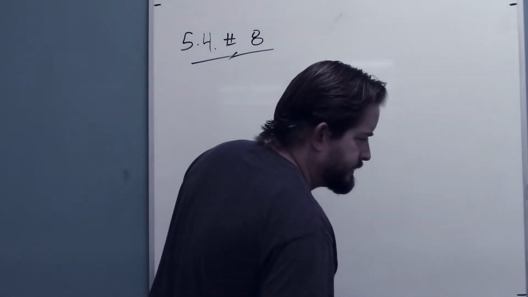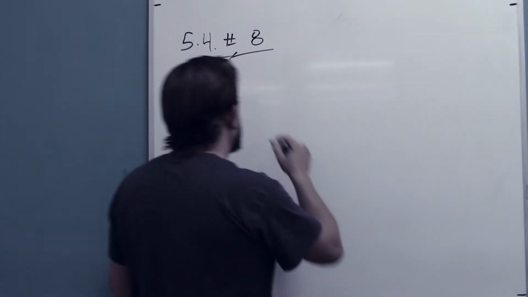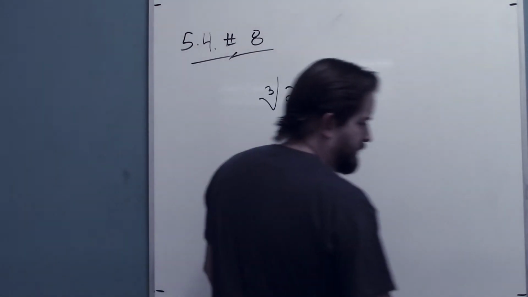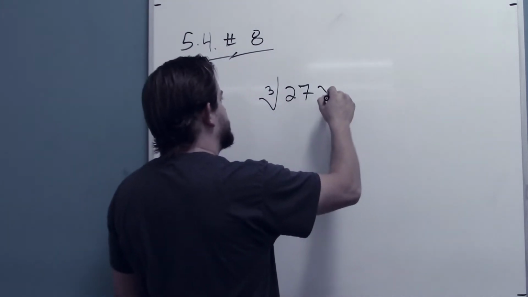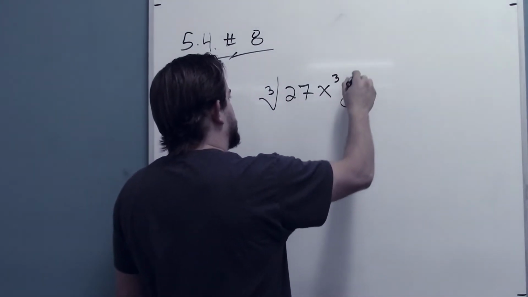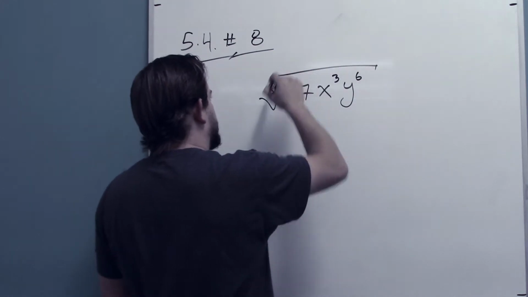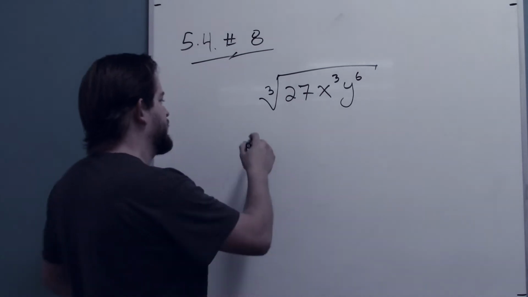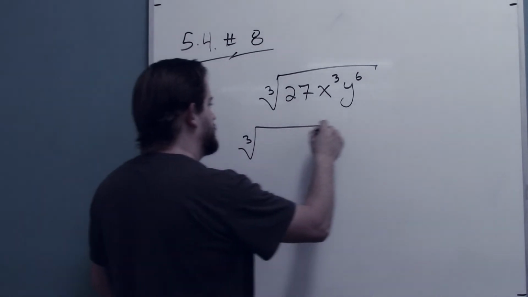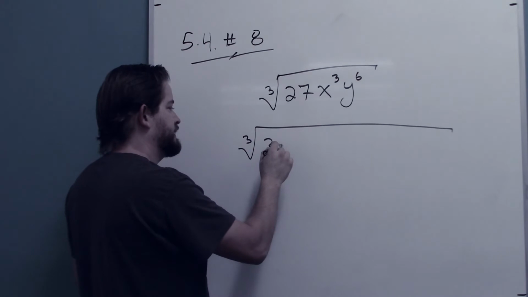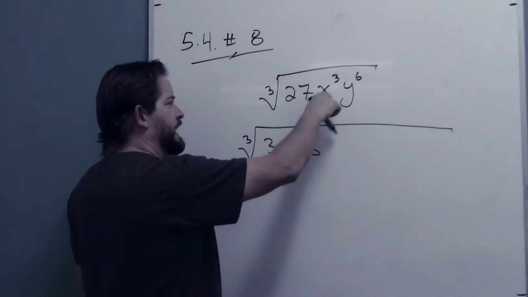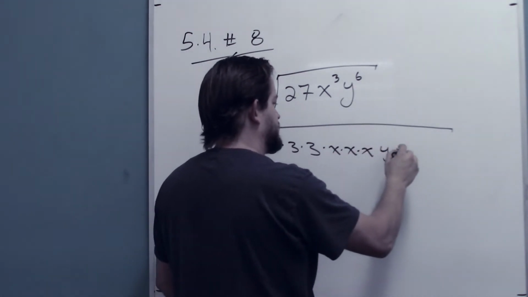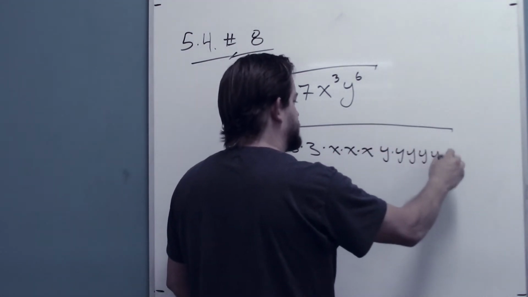Alright, 8 is simplify completely, and I have the cube root of 27 x to the third y to the sixth. So 27 is 3 times 3 times 3. So I can think of this as 3 times 3 times 3. X to the third is just x times x times x. And y to the sixth is just y times 2, 3, 4, 5, 6 of them, right?